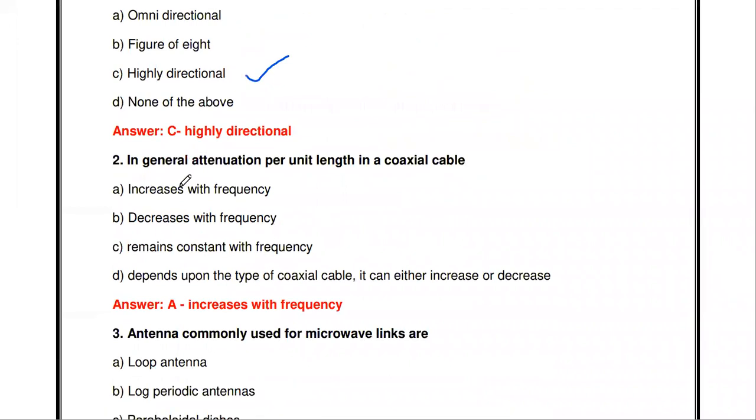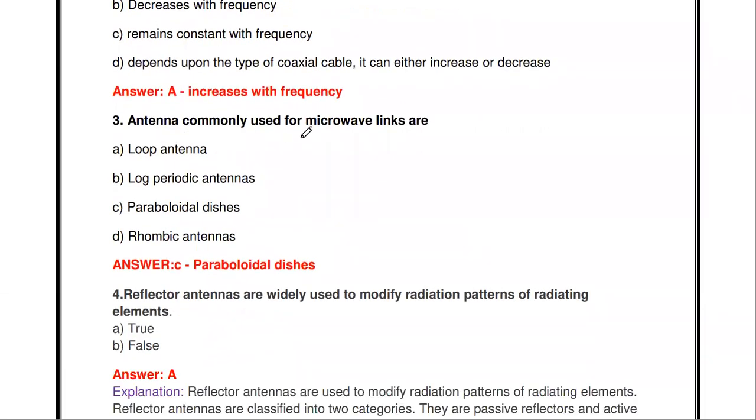Okay. Then the next one: in general, the attenuation per unit length in a coaxial cable increases with frequency, decreases with frequency, remains constant with frequency, or depends upon the type of coaxial cable. It can either increase or decrease. So the attenuation means the signal reduction, the loss of signal per unit length in a coaxial cable. It increases with frequency.